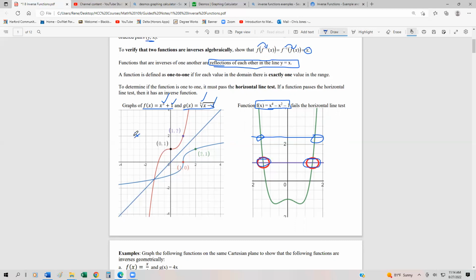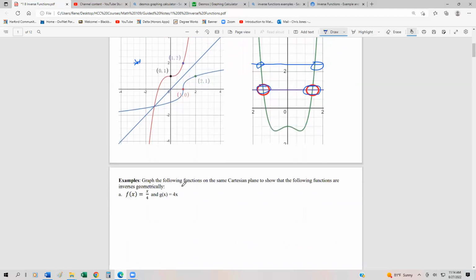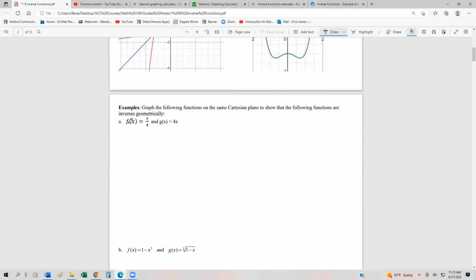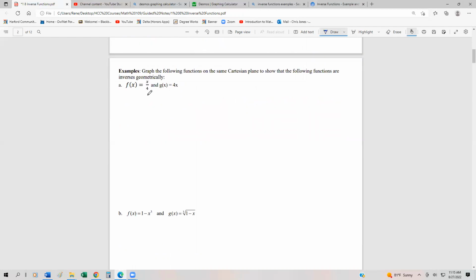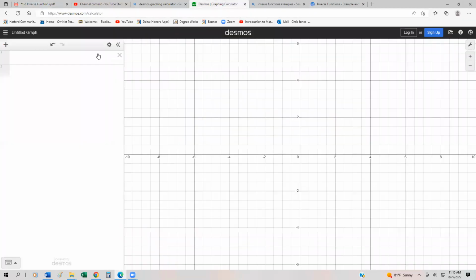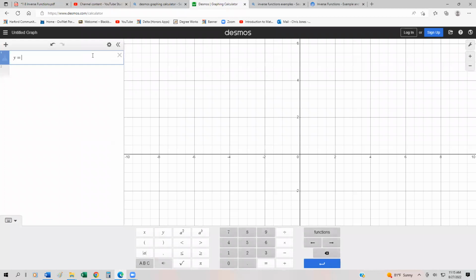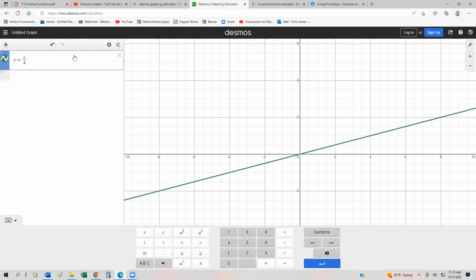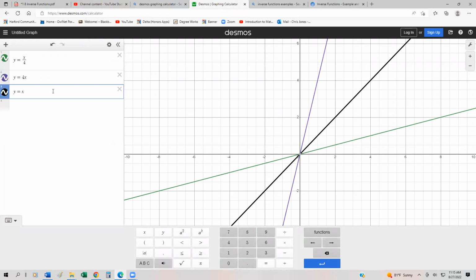Basically, in the first two exercises, we're just going to show that geometrically, and it's not going to prove it, but it's at least going to support that the following two functions are inverses, at least geometrically. So we have this x over 4 and 4x. Let's go ahead and type y equals x over 4, and y equals 4x. And let's also plot the line y equals x. On a graphing calculator, this is what you would do.